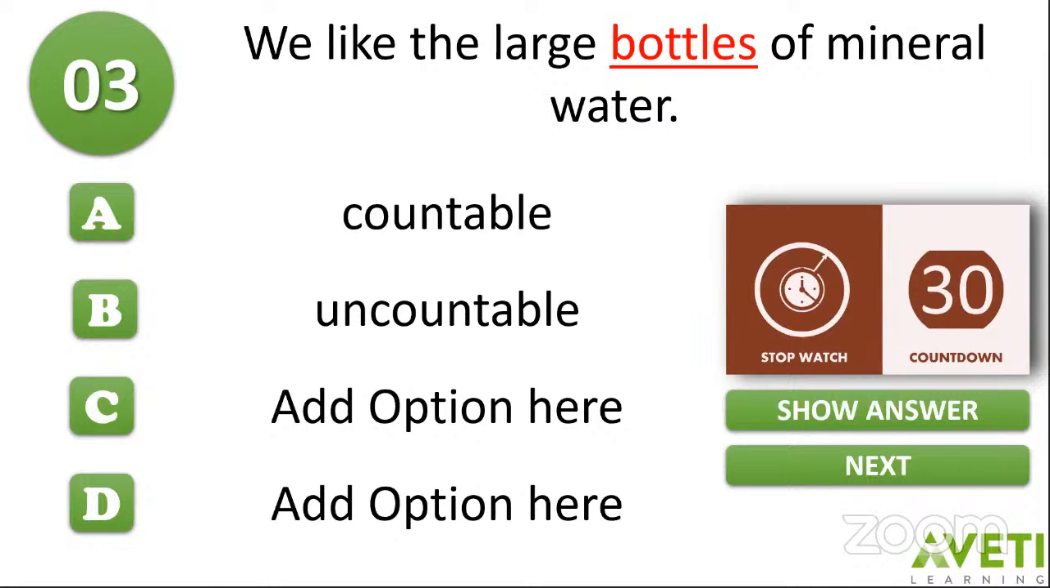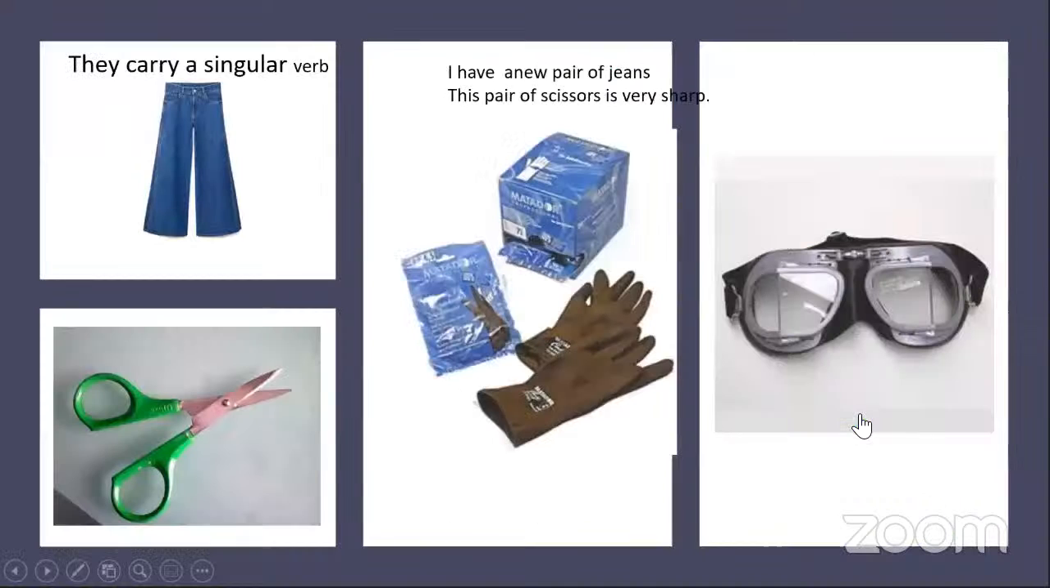All right. So, let us see the right answer. The right answer, children, is that bottles is countable. Because whether it is mineral water bottles, maybe 50, 100, or 200, you can count them. Hence, in the sentence "We like the large bottles of mineral water," bottles is countable. So all those children who have typed in A, very well done, that is the right answer.